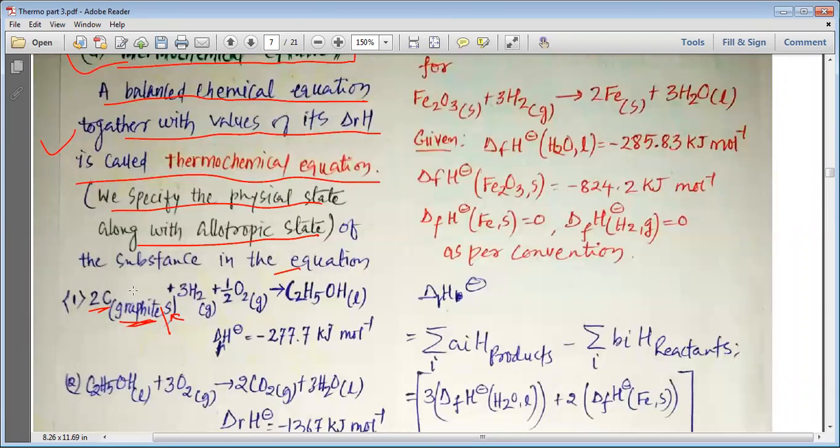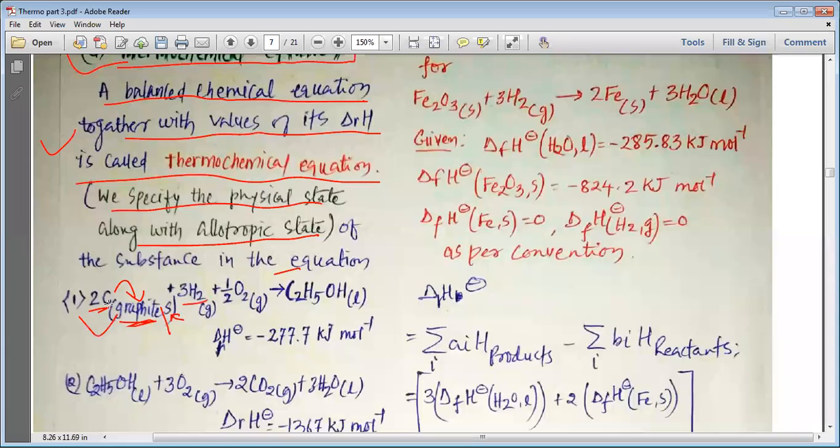But when carbon is in the graphite form, it is its reference state and it is its standard state. So this is how, in the thermochemical equation, we not only represent the physical state, but if the element has allotropic forms, we also represent it in the form of its allotropic forms.